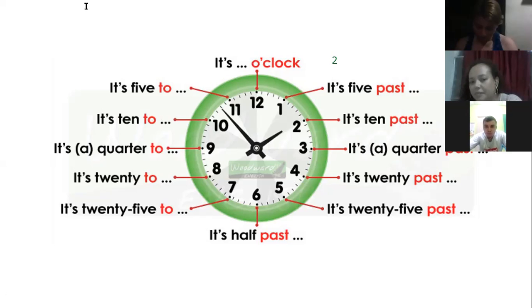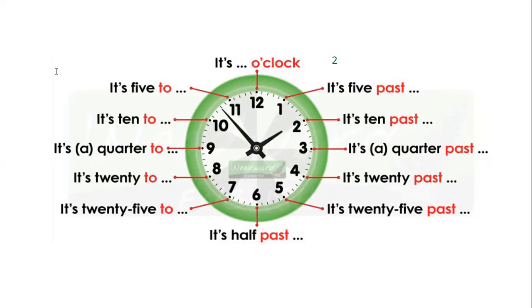Vamos a continuar. Veamos. Berta. So now we're going with 3. Okay. It's 3:05. It's 3:10. It's 3:15. It's 3:20. It's 3:25. It's 3:30. It's 2:55. No. No. 2:40. Sorry. It's 2:40. It's 3:45. It's 3:40. It's 3:55. It's 4 o'clock.